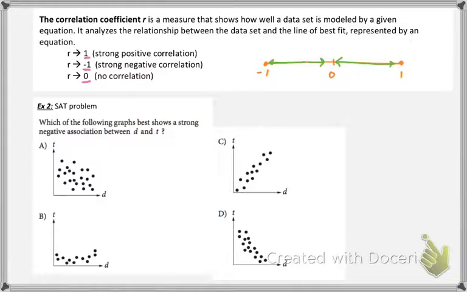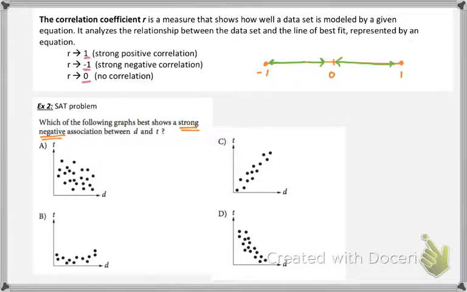And so let's look at example 2. Which of the following graphs best show a strong negative association between D and T, which are our X and Y variables, the two variables that we're comparing. So keywords here that we want to note: strong and negative. Negative means I want to show a relationship where as X increases, Y is going to decrease. It's going to go down from left to right.